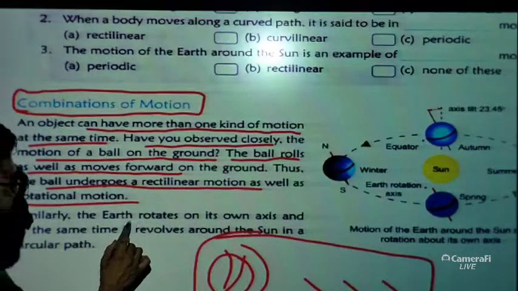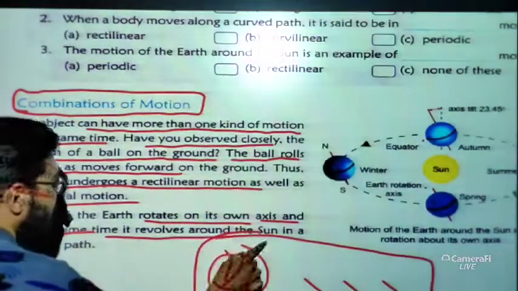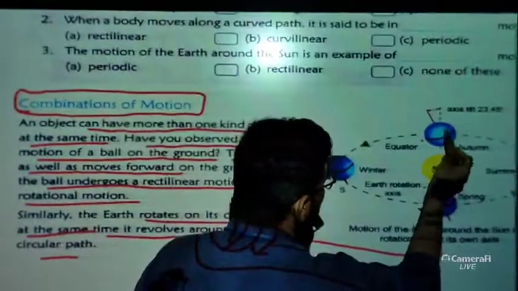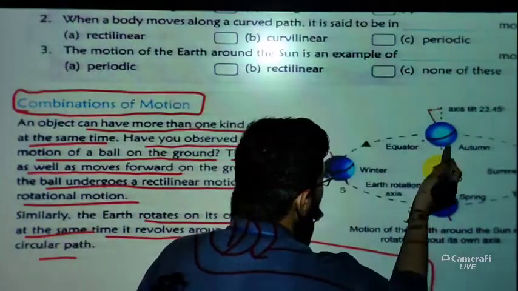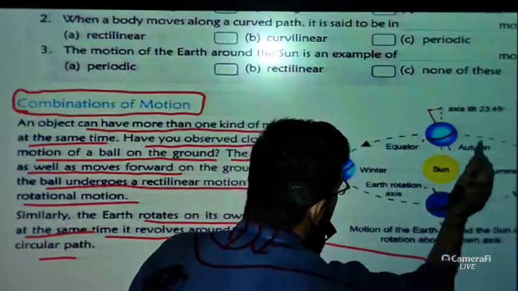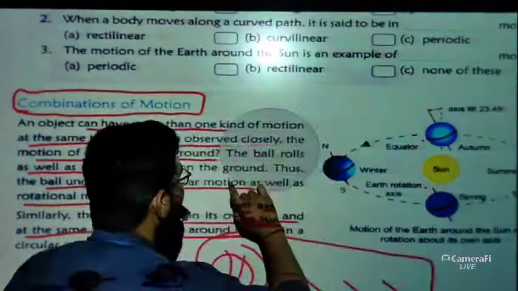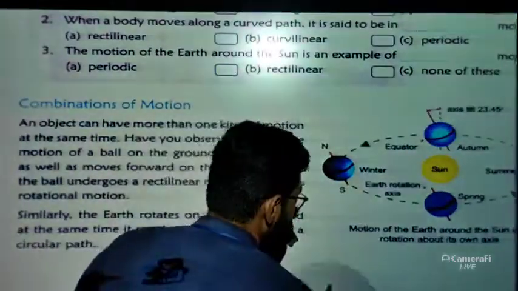So this is nothing but a combination of two kinds of motion, rectilinear motion as well as rotational motion. Similarly, the earth rotates on its own axis and at the same time it revolves around the sun in a circular path. You can see here the rotation of earth on its own axis like this, and around the sun also. So there are also combinations of motions here.